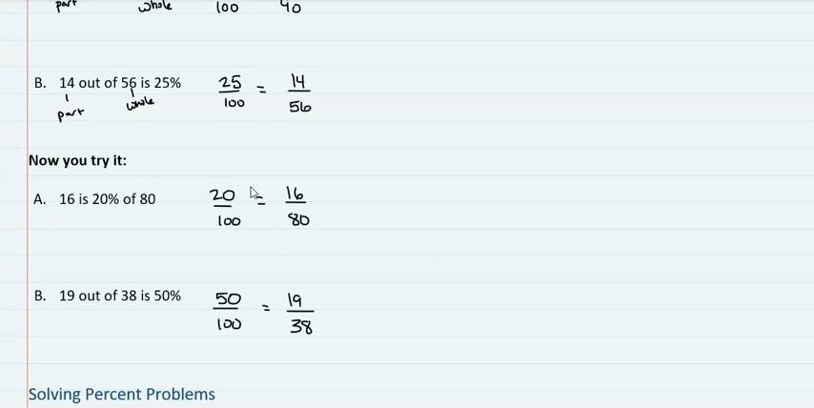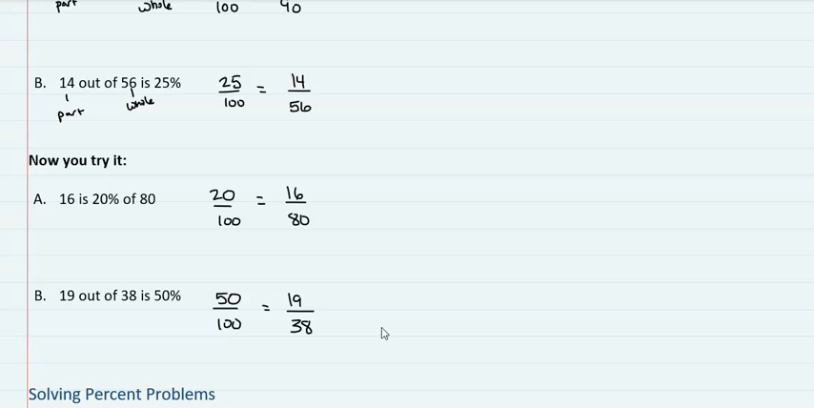Okay, so you should have gotten 20 over 100 is 16 over 80. So 20%, part, and whole. And down here, 50%, 50 over 100, 19 was the part, 38 was the whole. So 50 100ths equals 19 over 38. As you can see, these are all just proportions. And so when we have one thing missing, we're going to be able to solve it using our proportion skills from the last chapter.